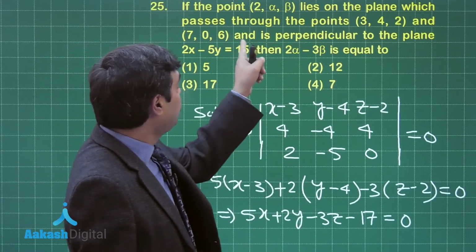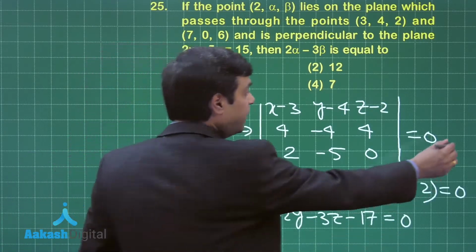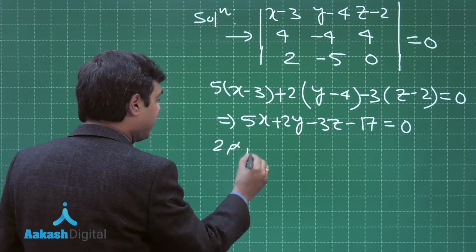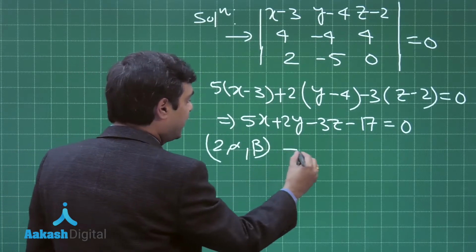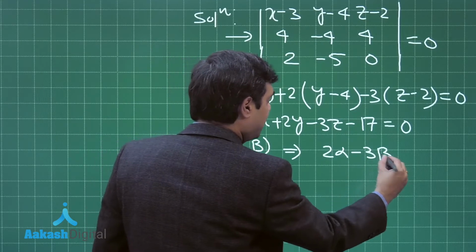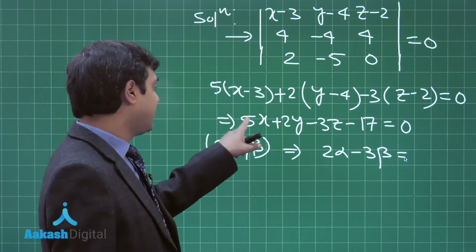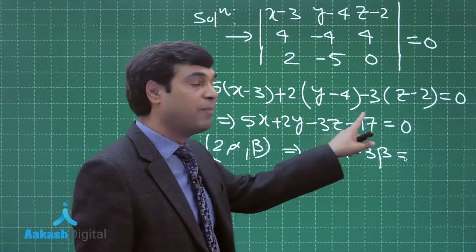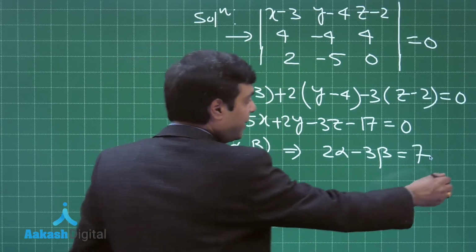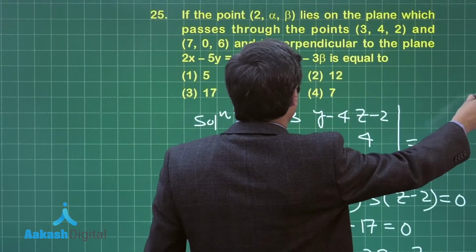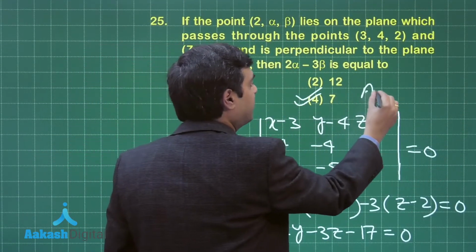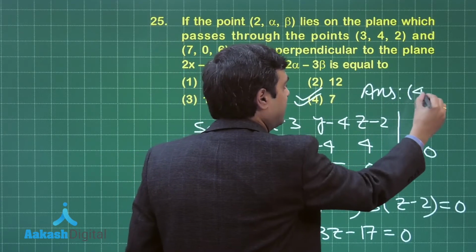Now the point (2, alpha, beta) is lying on this plane. Put 2, alpha, beta. On substituting it here, you get 2 alpha minus 3 beta is equal to, when you put here 2, it becomes 10 minus 17. So you can write here minus 7. Hmm, 2 alpha minus 3 beta equals 7. Let's see from the given options. 2 alpha minus 3 beta equals 7. That is option number 4, the correct answer.